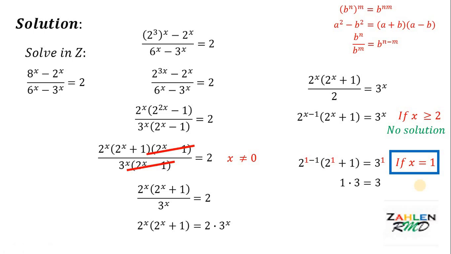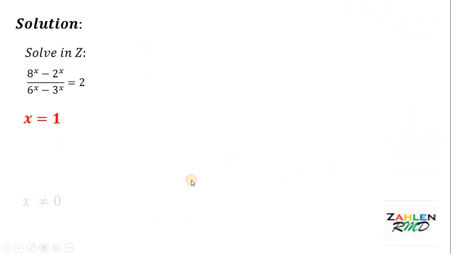And here's our claim. Our claim is x equals 1 is the only solution. Now, to prove that, we need to show that there's no other solution if x is less than or equal to negative 1. So let's do that. At this point, our claim is the only solution to this equation is just x equals 1.